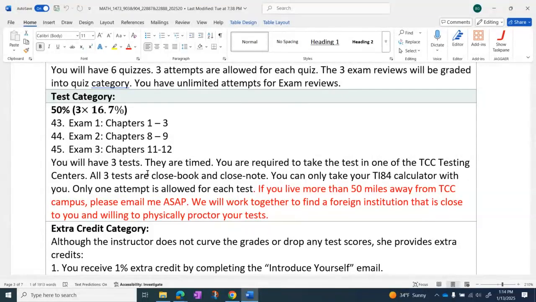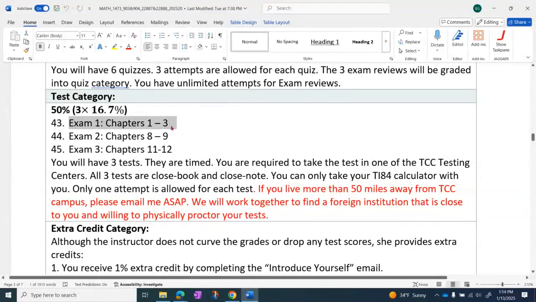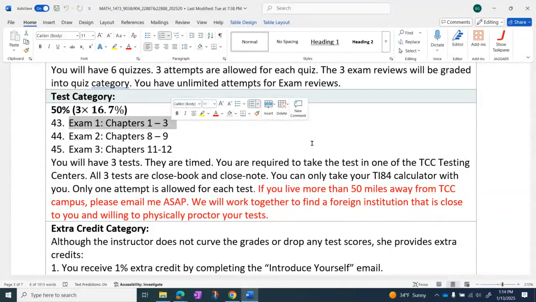Just let you know, you do not just have 1 day to go to the testing center to take the exam. Let's take the exam 1 as an example. After we finish the review, I'll try to get you ready for the exam. After we finish the review, you will have around 1 week time window. You can go to the testing center anytime as long as it's open, right? Anytime over the week to take the exam.